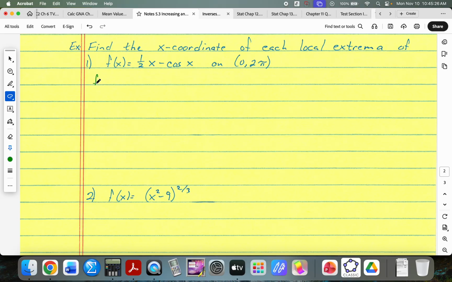So let's take the derivative so that we can find any critical points. That's going to be 1/2 plus sine of x. On the interval from 0 to 2 pi, is there any place where that doesn't exist? Yeah, it exists everywhere, right? So we'll set that equal to 0, so that means sine of x is equal to negative 1/2.